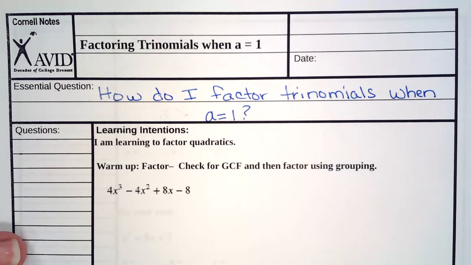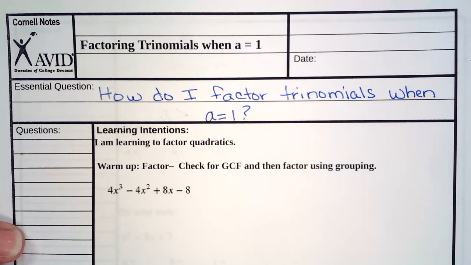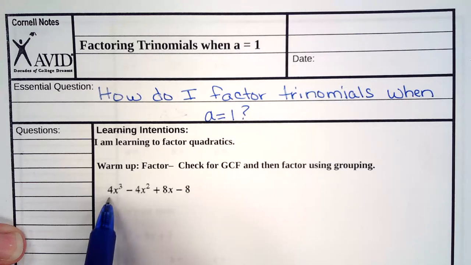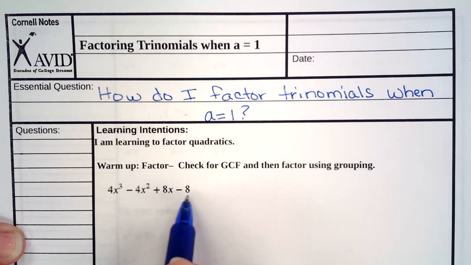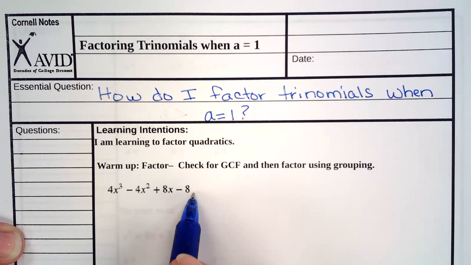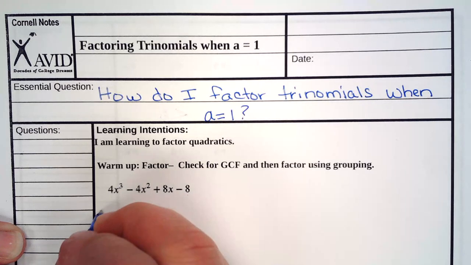Well, I hope you tried to do it on your own. Let's go through the answer together. I'm looking at all of these terms, and I notice each of them has a factor of 4. They don't have a factor of x because this last one does not have an x in it. So I'm going to factor out 4.